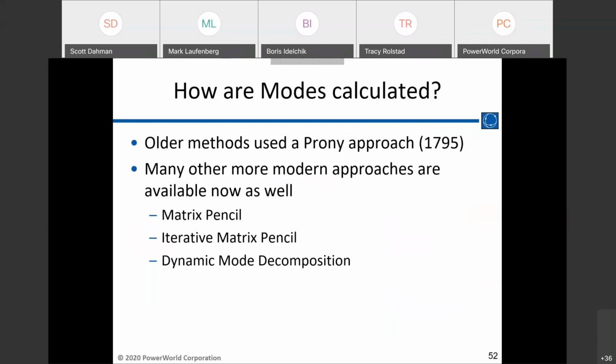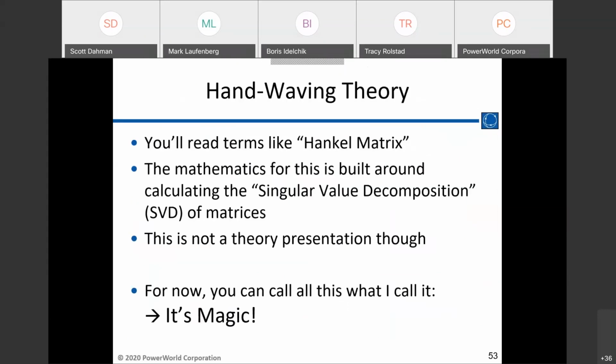There are more modern approaches, though, that come out of the image compression and facial recognition world, and they have really cool names like matrix pencil and dynamic mode decomposition. I am not going to talk about this. Some terms you'll read are things like Hankel matrix and singular value decomposition. This presentation is not about the theory. I'm just going to show you the answer. So for now, you can call it what I call it, which is magic. It definitely shows you the results, and when I look at the reproduced signals, they match.